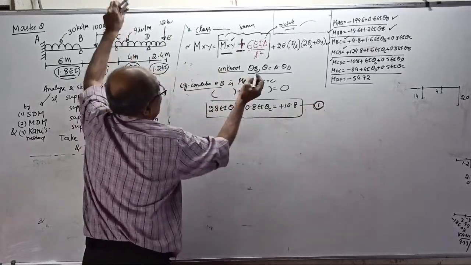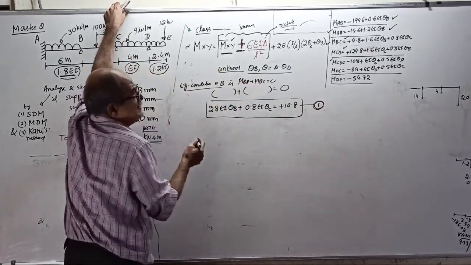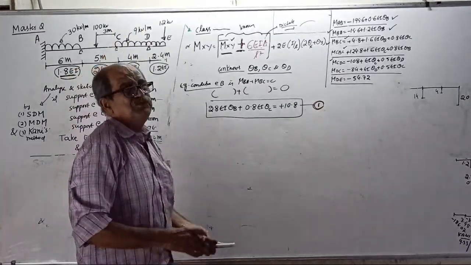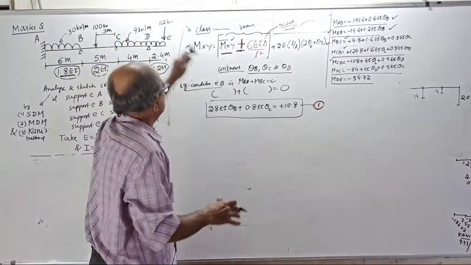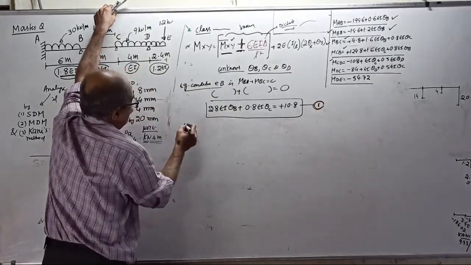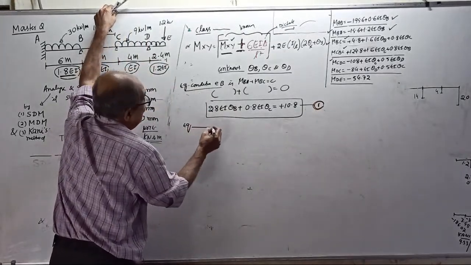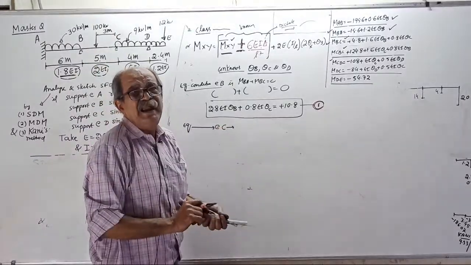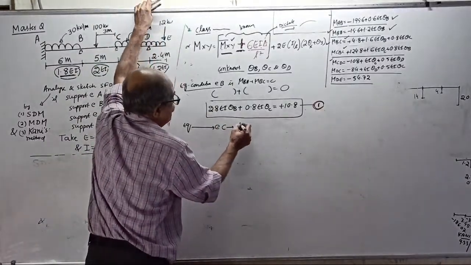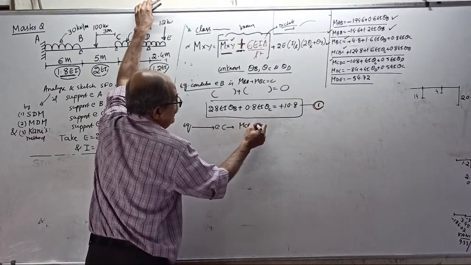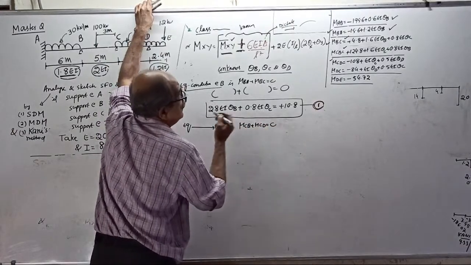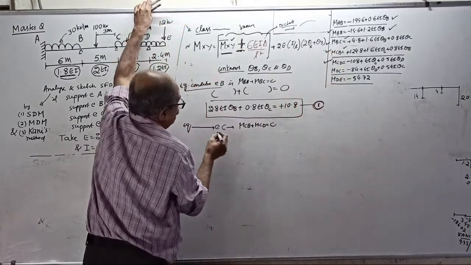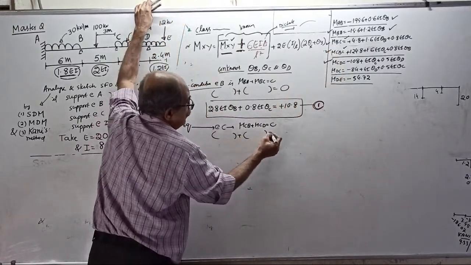Then, next unknown is C. This is now once again back to the original question. Now you forget about the sinking all. Solve like a normal question. Equilibrium condition at C is MCB plus MCD equal to 0. MCB is here, MCD is here. Add those two and equate to 0.